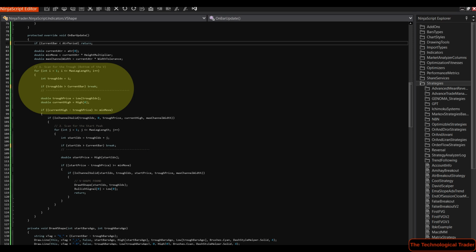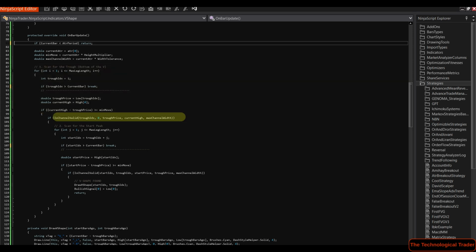The code looks back through recent history up to the max leg length to find a trough, or the bottom of the V. It checks if the distance from the current high back down to that trough is large enough to meet our min move. If it is, it uses a helper function, isChannelValid, to make sure the price stayed within our narrow corridor on the way back up. 2.